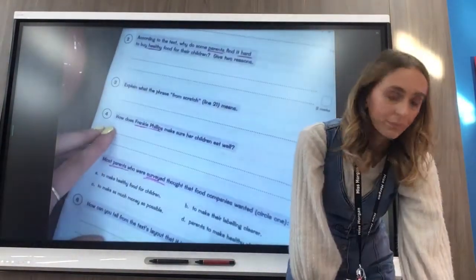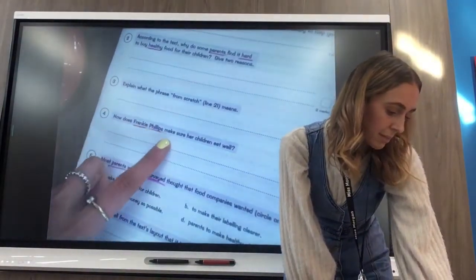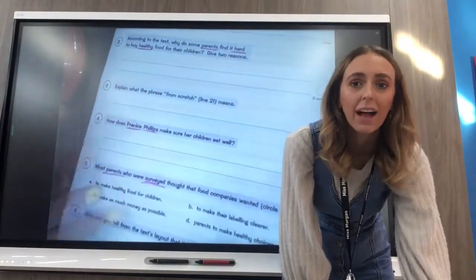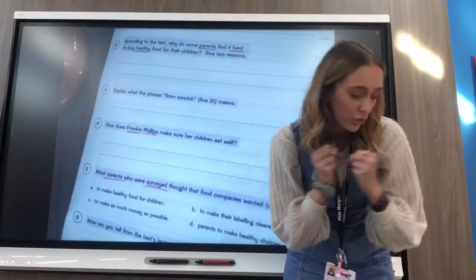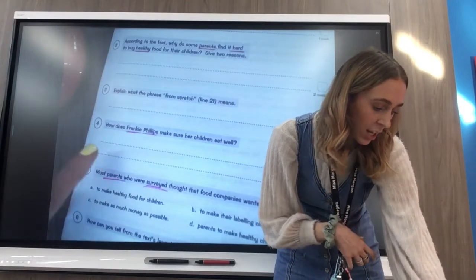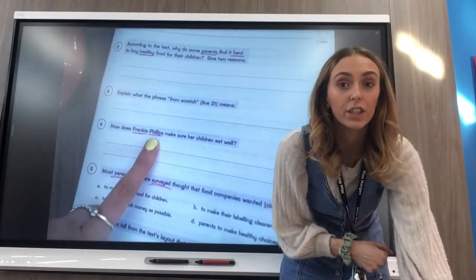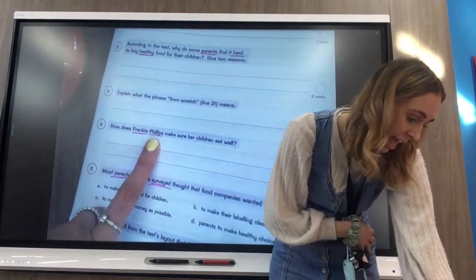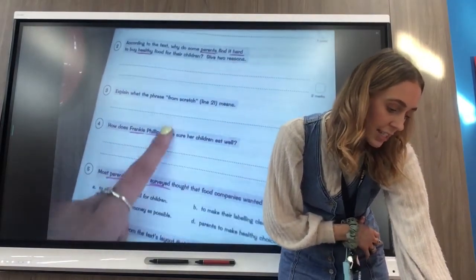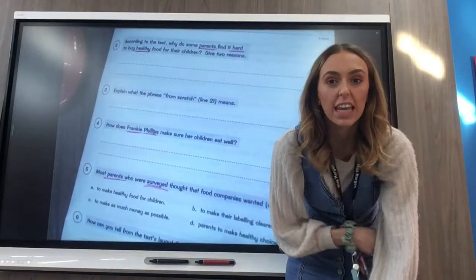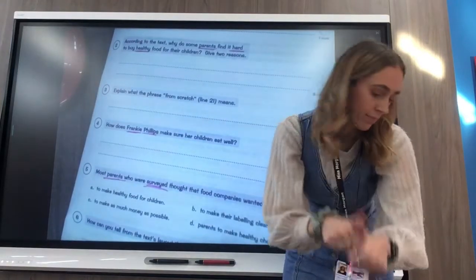Okay, number 4. How does Frankie Phillips make sure her children eat well? This one's quite easy. It's another retrieval that you can take from the text. So I've underlined the name Frankie Phillips because I know if I look for the sentence with that name in, then it should give me the answer of how she makes sure her children eat well, which means eat good.